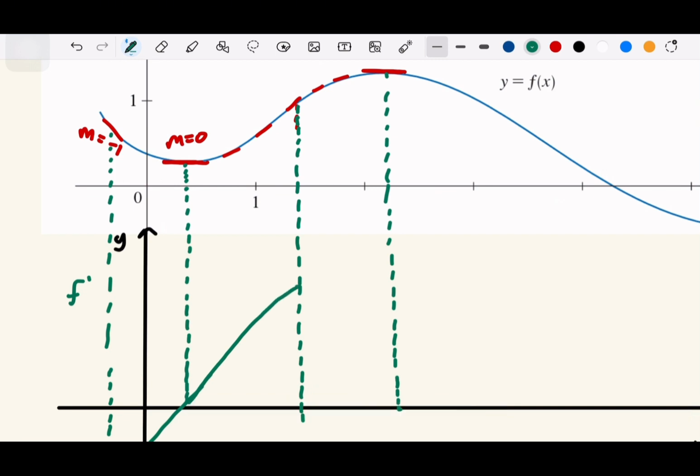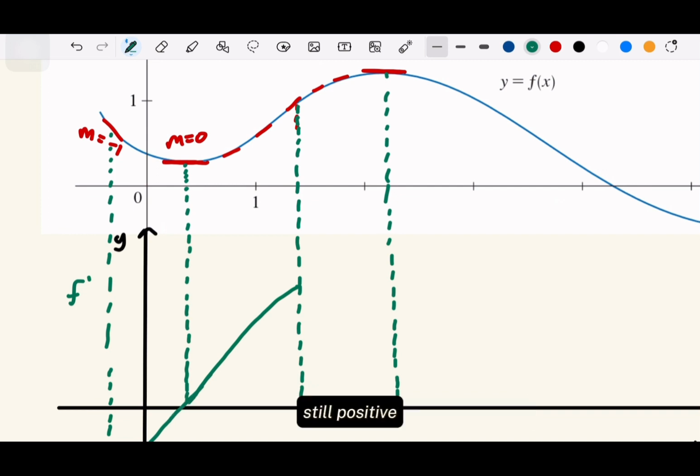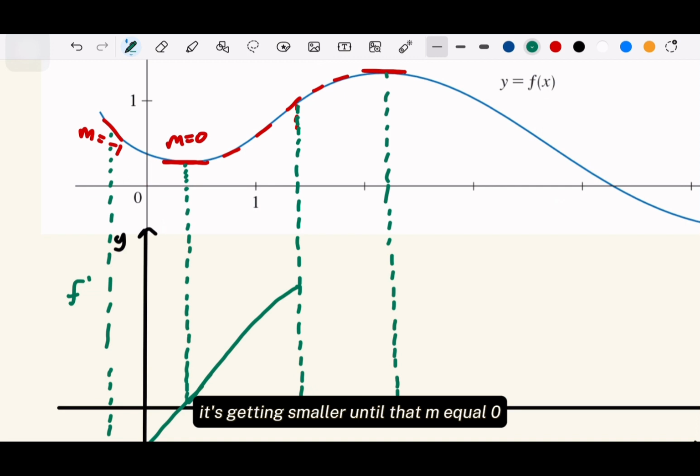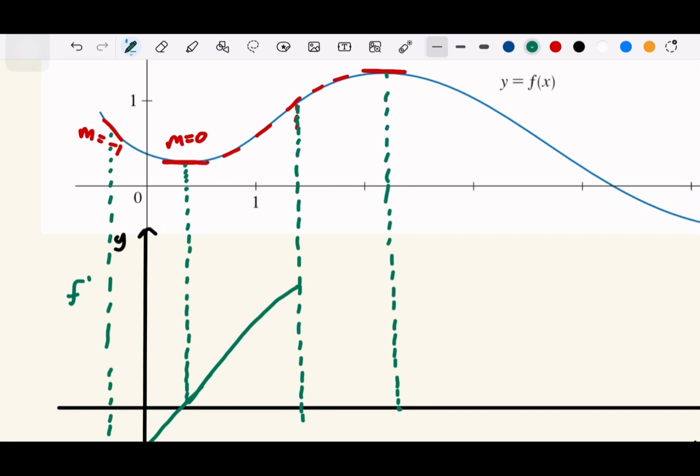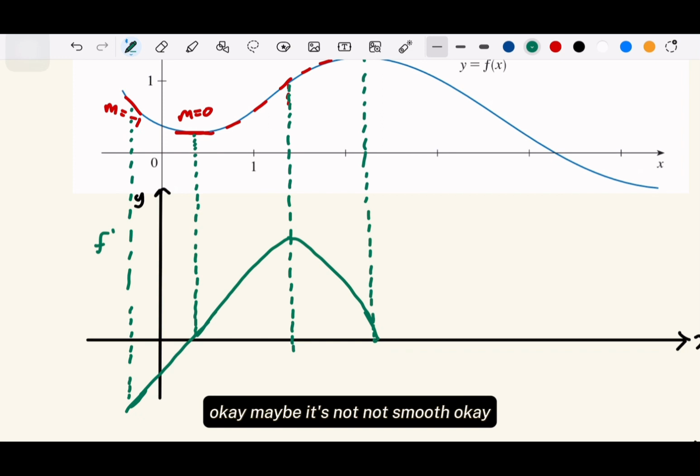Okay. This is positive, right? This is negative, right? And it's getting smaller, but still positive, right? Still positive. It's getting smaller until that m equals 0. So we are going to cross this. Okay. Maybe it's not smooth.